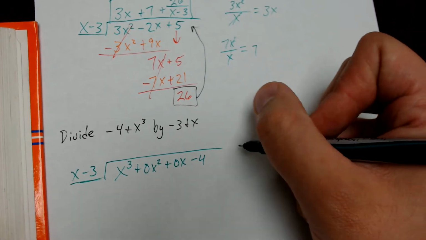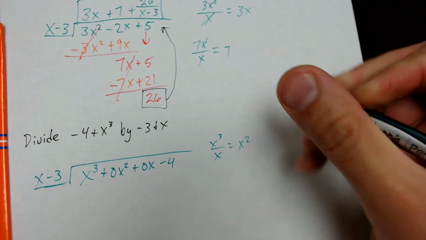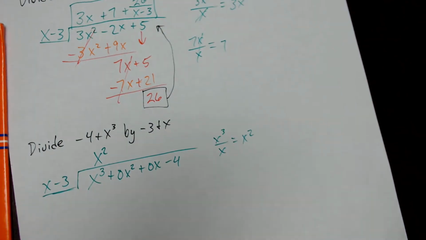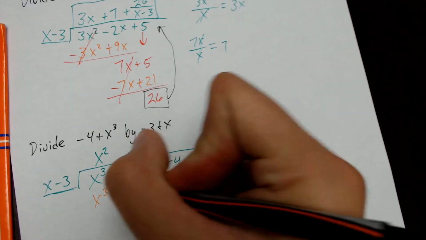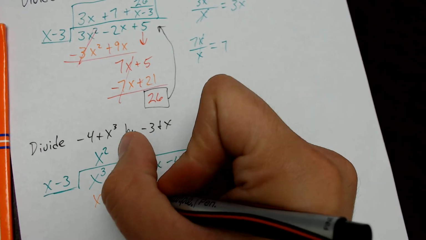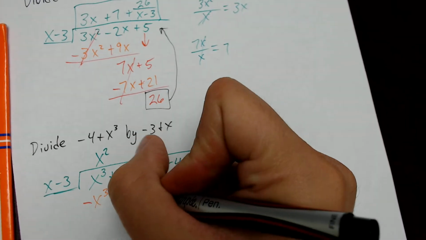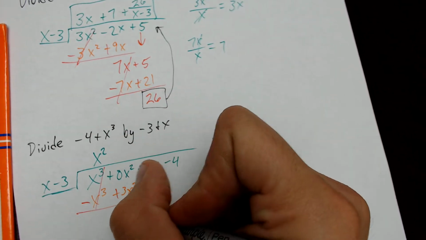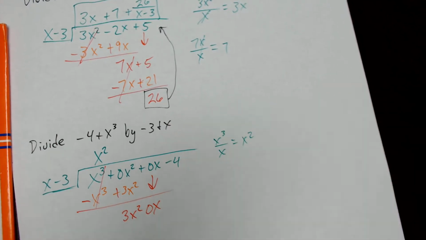The first one, I'm going to take x cubed divided by x, that equals x squared. So I put x squared up here. From there I go to multiply through distributive property. X squared times x gives me x cubed. X squared times -3 gives me -3x squared. Then I change the signs. -x cubed, positive 3x squared. These cancel, and I'm left with 3x squared. Then I bring down 0x.